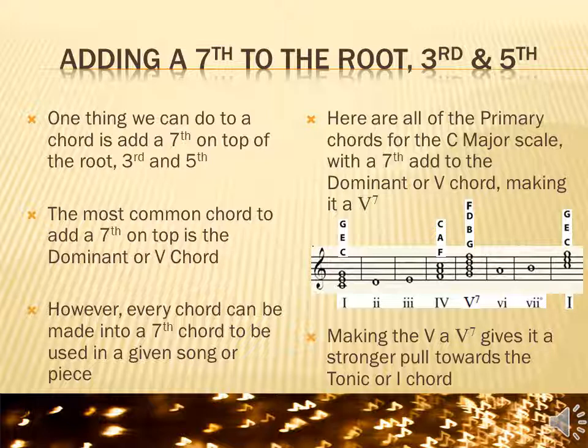Here are all of the primary chords for the C major scale with a seventh added to the dominant or 5 chord, making it a 5-7. Making the 5 a 5-7 gives it a stronger pull towards the tonic or 1 chord.